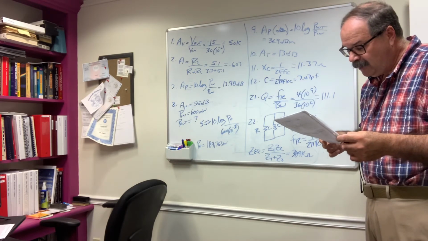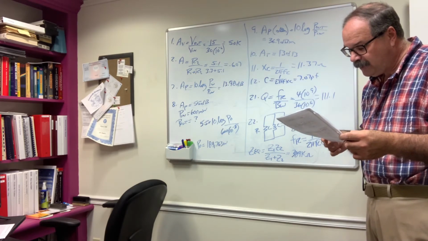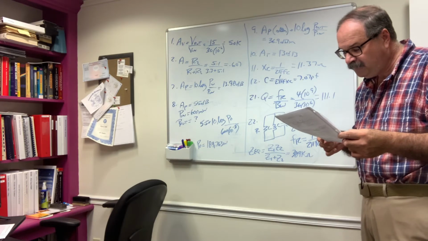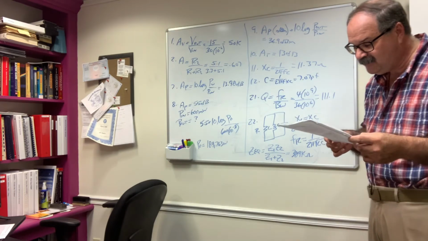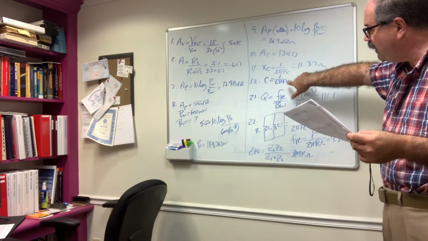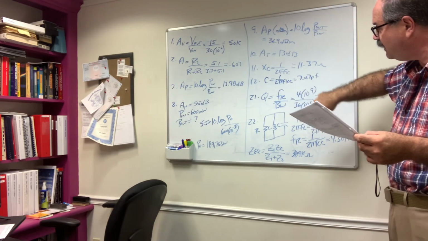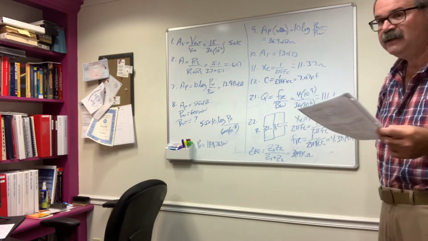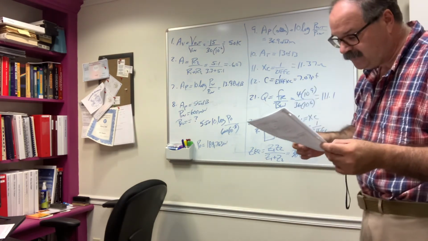Question 12. What value of capacitance is required to produce 50 ohms of capacitive reactance at a frequency of 450 megahertz? This time we're going to rearrange that expression, solving for C. When I plug the numbers in, I should get 7.07 picofarad.